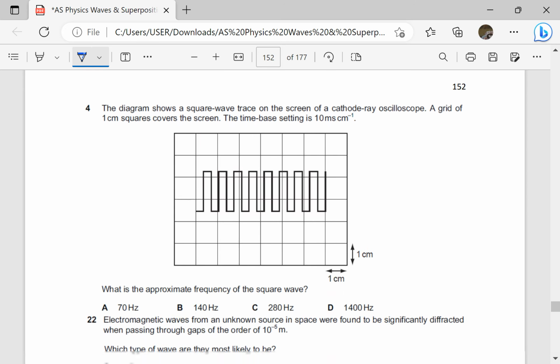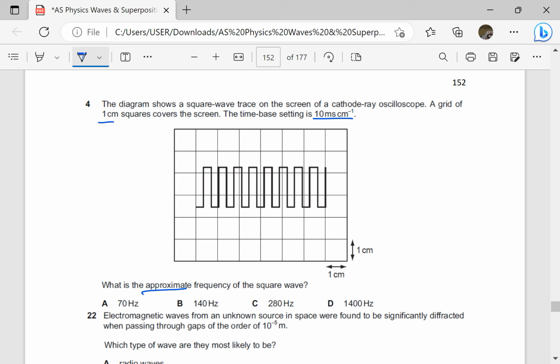The diagram shows a square wave trace on the screen of a cathode ray oscilloscope. A grid of 1 centimeter squares covers the screen. The time base setting is 10 milliseconds per centimeter. What is the approximate frequency of the square wave?